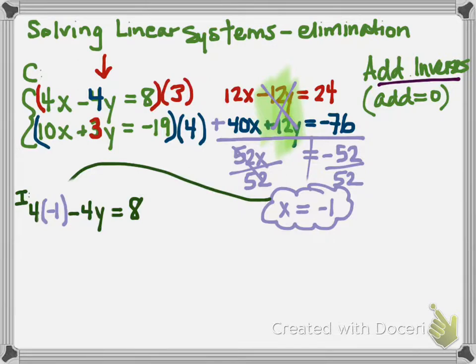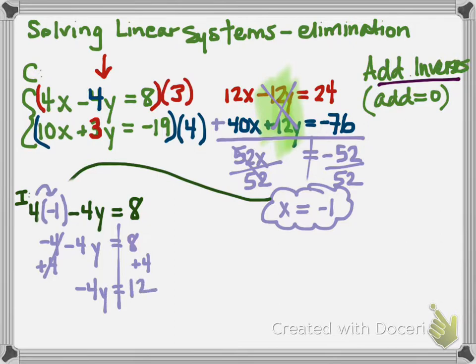Okay, so now we're going to solve for y. Well, 4 times negative 1 is negative 4. If I want to get the y by itself, I got to get rid of the thing that's farthest away from the y. So I got to get rid of that negative 4. So I'm going to add 4 to both sides. So I got negative 4y equals 12.